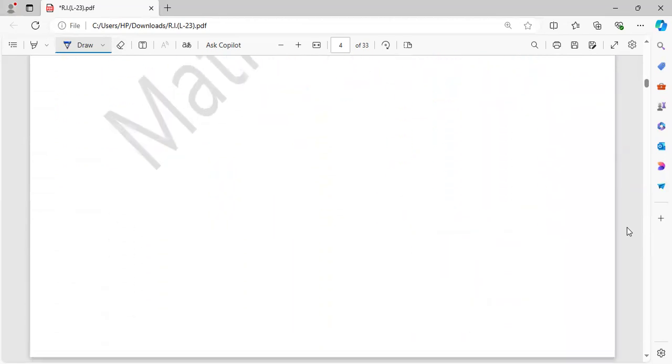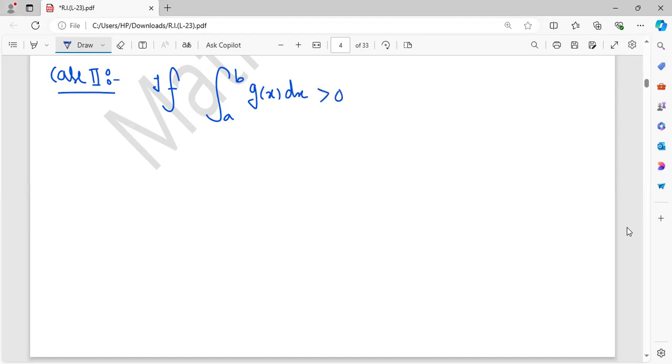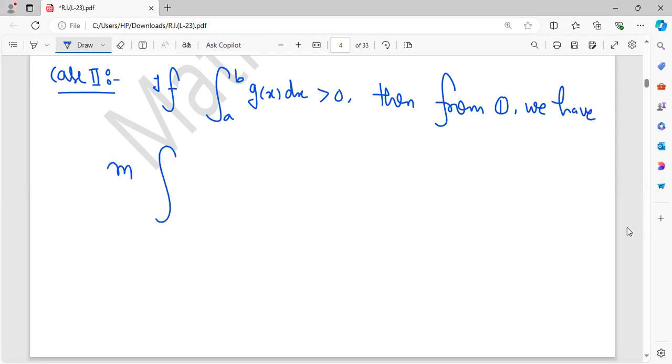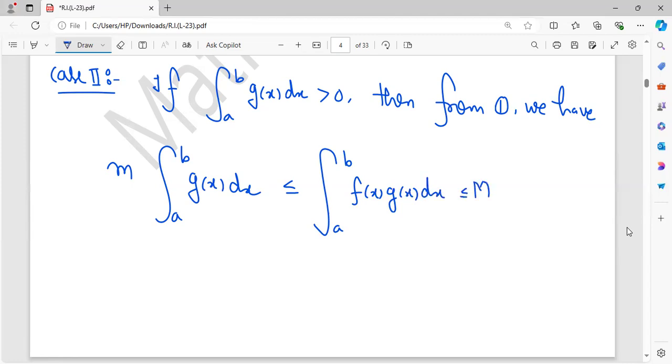Now case second: if the integral of g(x) dx from a to b is greater than 0, then from equation 1 we have m times the integral from a to b of g(x) dx is less than or equal to the integral from a to b of f(x) g(x) dx, which is less than or equal to capital M times the integral from a to b of g(x) dx.